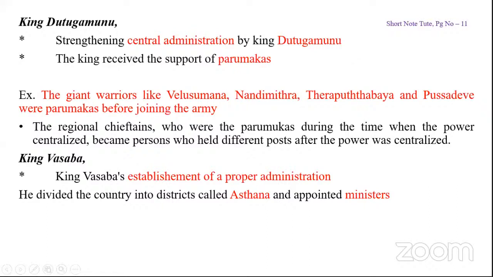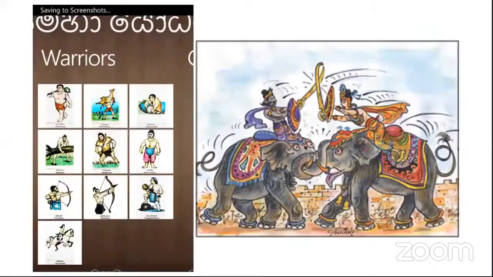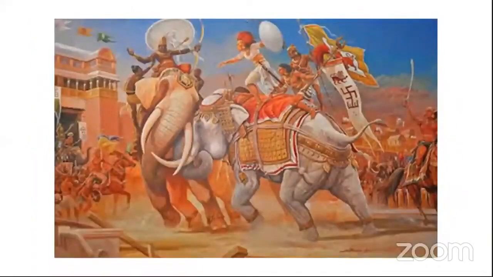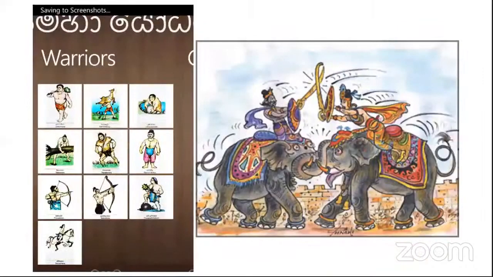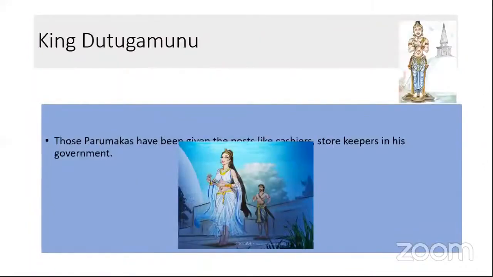Okay, I'm just moving to question 2 then. So this is the fight of Dutugamunu with Elara. Elara is fighting with Dutugamunu. So these are the giant warriors. And this is King Dutugamunu.